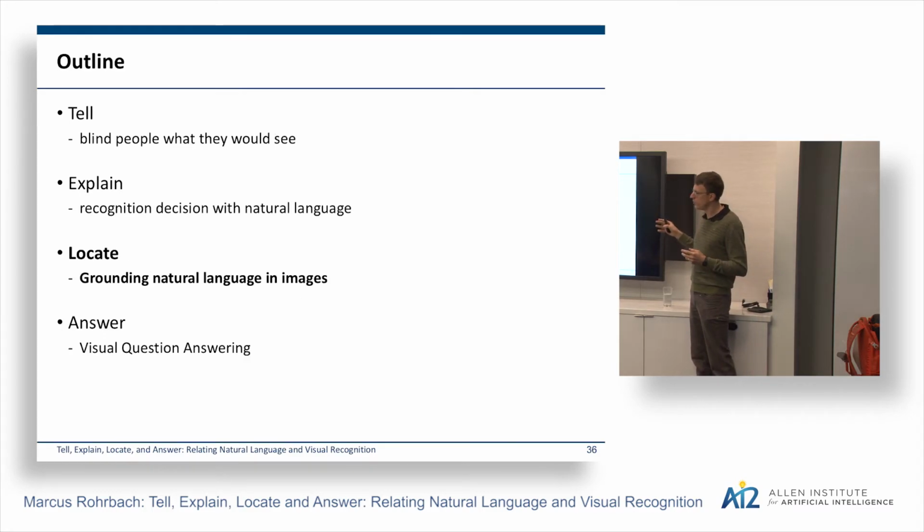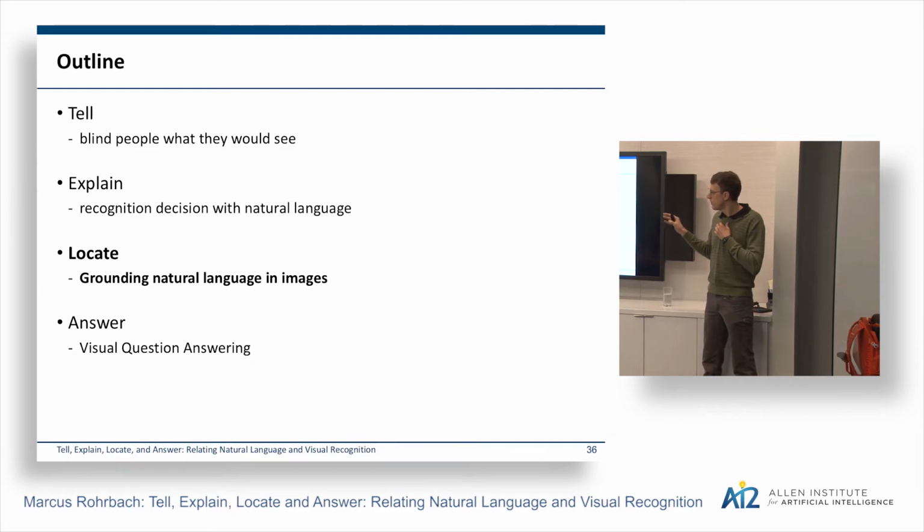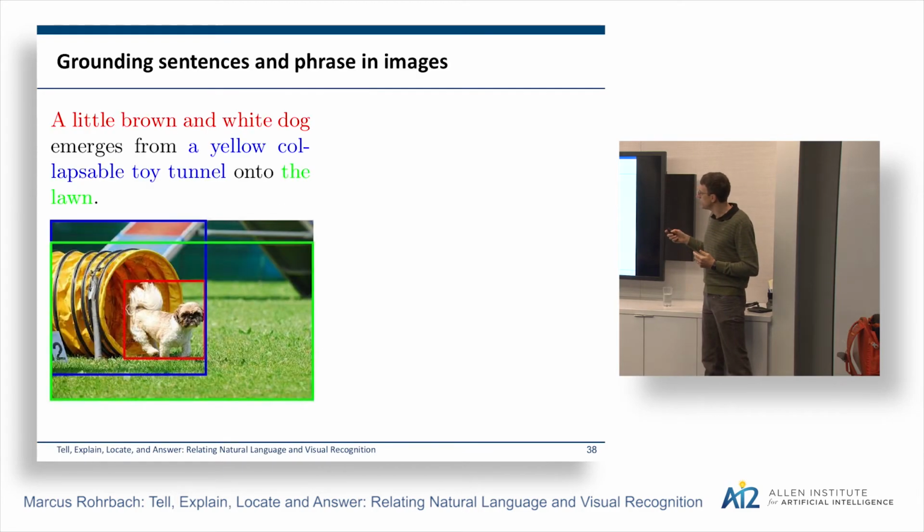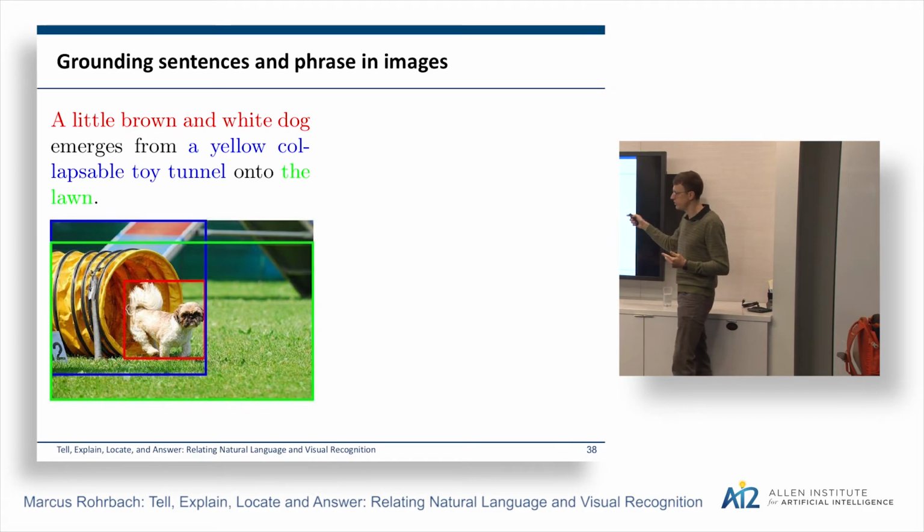So we have two more left, and I'll go over them a bit more quickly because we are running short of time. We also wanted to look at locating or grounding natural language phrases. This means we are given a sentence, for example, little brown and white dog emerges from a yellow collapsible toy tunnel on the lawn. We want to find all these boxes there.